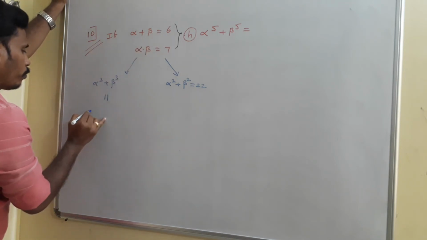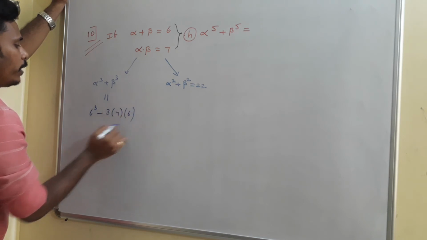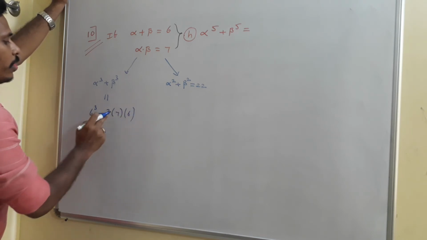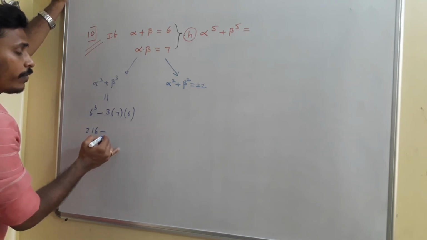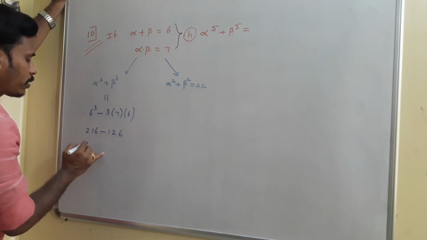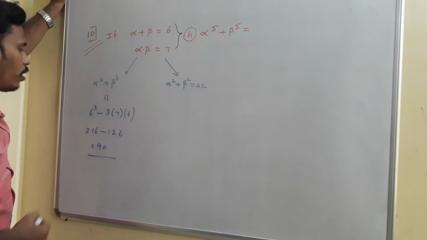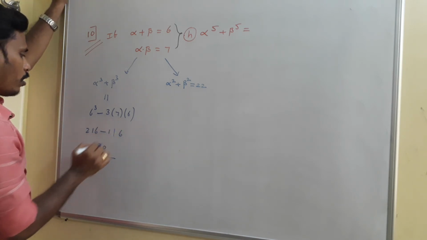Alpha plus beta whole cube, okay? 6 cube minus 3 alpha beta into alpha plus beta. 216 minus 3 into 7 into 6. 3 sixes are 18, 18 sevens is how much? 70 and 56, 126. So on simplification we get it as 90, okay? Is there anything wrong? 6 cube is 216 and 3 into 7 into 6 is 18 sevens, which is 126, and 216 minus 126 is 90.